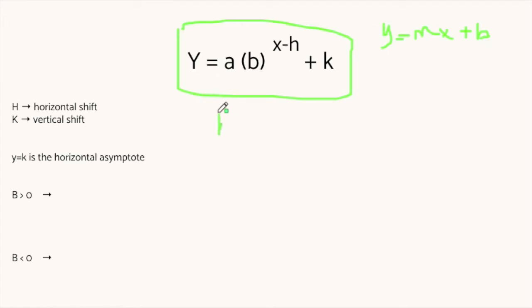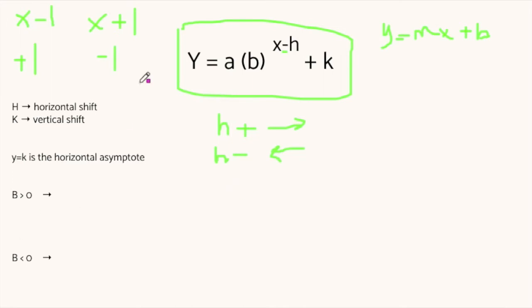The first one is the h. If h is positive, our graph is going to shift to the right. If h is negative, our graph is going to shift to the left. Now, the thing you need to watch with this rule is the negative sign in front of h. That negative sign makes it so that if you see something like x minus 1, the h is actually positive 1. And if you see something like x plus 1, that means h is actually negative 1, because two negatives make a positive.